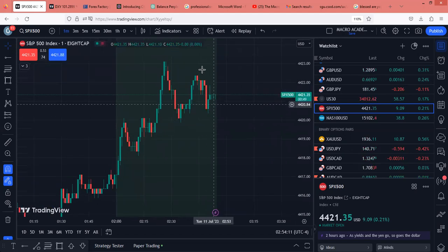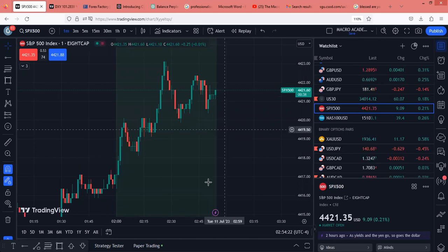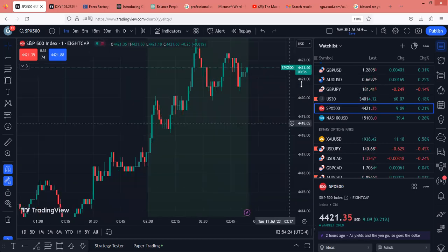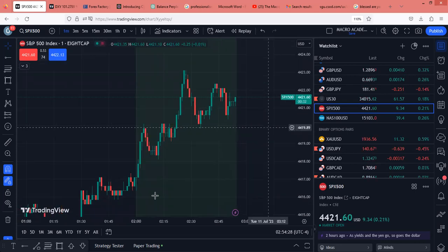Preferably, I want to see price take this high and then start coming down. All right. Or it will take this high, market structure shift, displacement, and then start coming down. So that would be my ideal trade. And that would be what I am looking for at the moment.